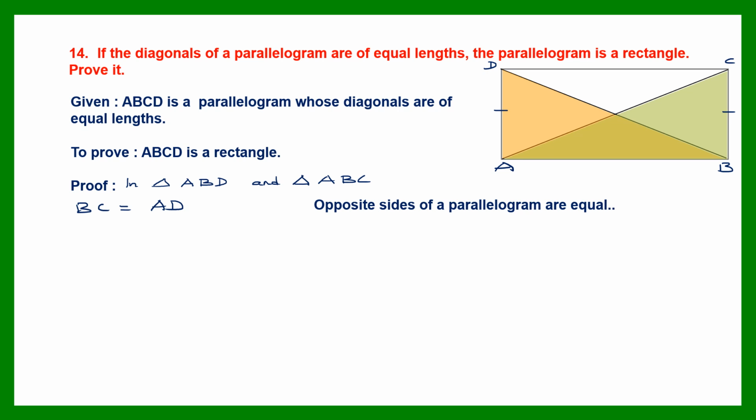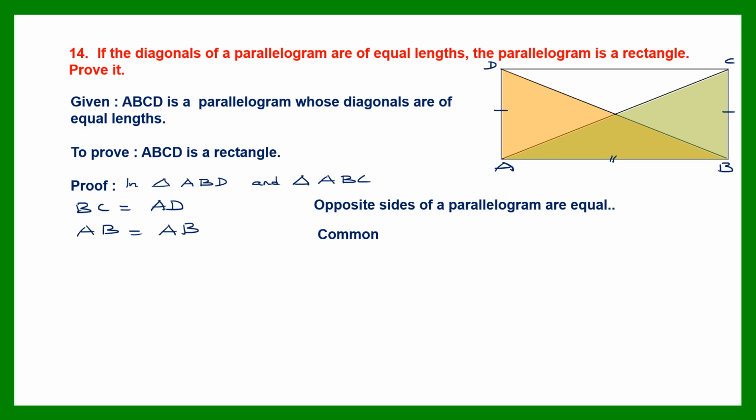Now look at the side AB. This side AB is common to this triangle as well as to this triangle. It's a base of both the triangles, isn't it? So we can write that next. We can say AB is equal to AB itself. And what's the reason? They are common. So we can mark that here.